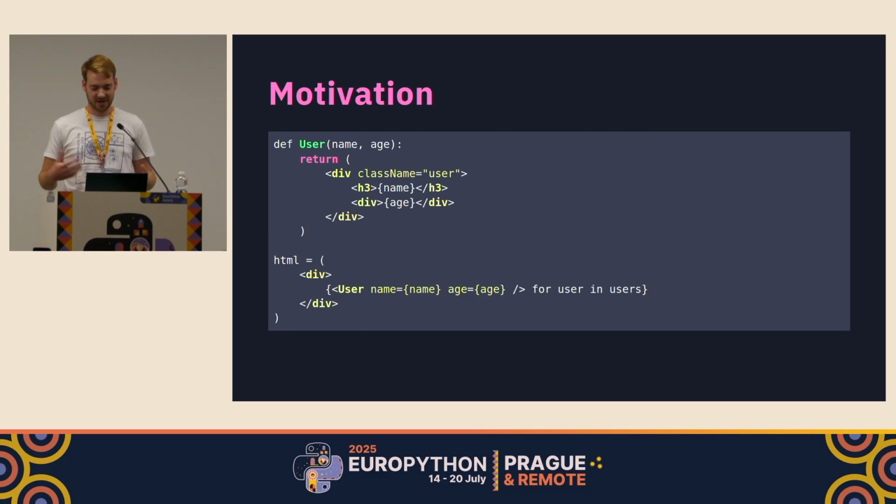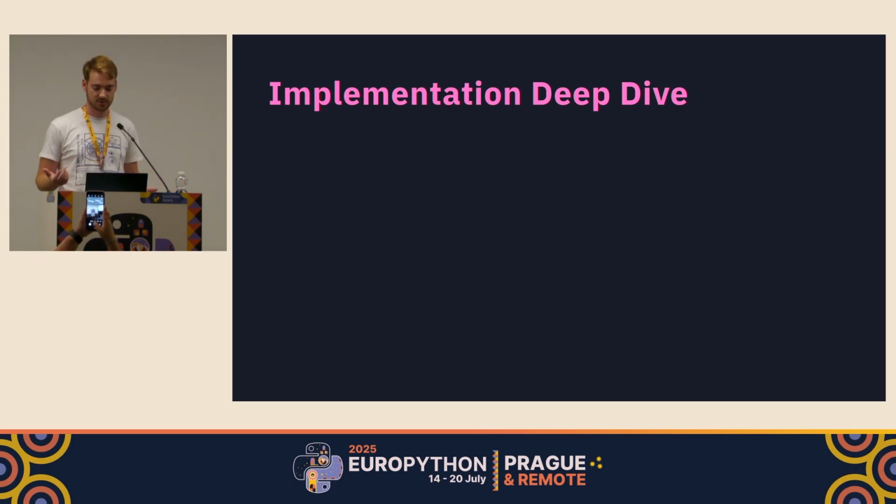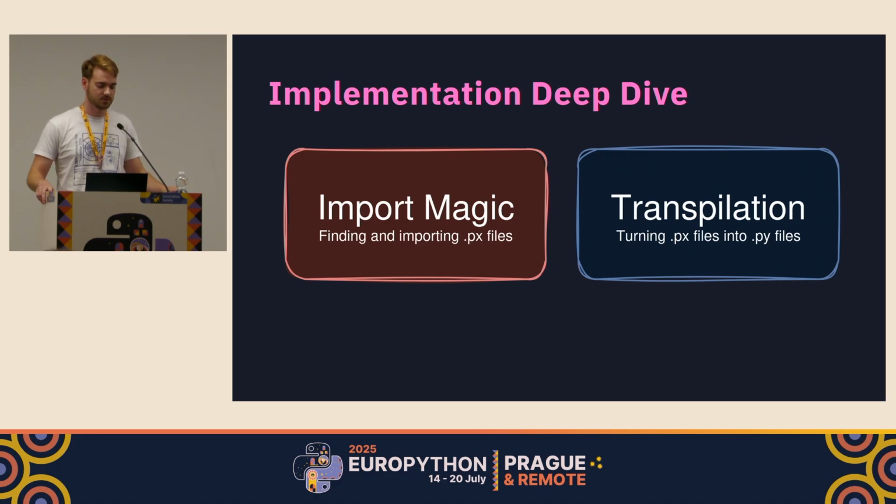So hopefully I have managed to at least convince you that this is not a complete heresy and that it might be useful in some situations. And now for the second part of the talk, I wanted to spend some time on the implementation, which I think is quite interesting. There are basically two main parts to it. There's a bit of import magic that allows me to import .px files directly from Python, which you normally cannot do. And then there's the other part, which is transpilation, so turning the PyJSX source code into something that is runnable directly by Python.